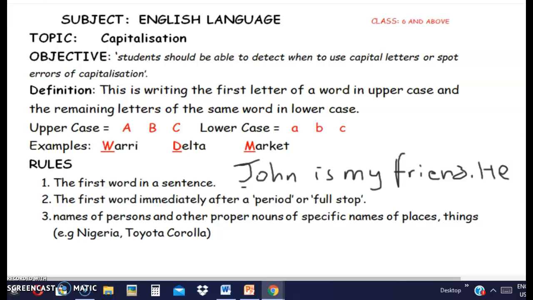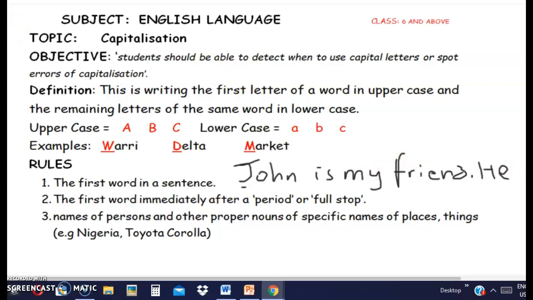Then the third rule is names of persons. I take you back to the sentence I gave earlier on, the example, which is John. John is a name of a person. So coincidentally, from that sentence, we have 2 reasons why John is capitalized. First, it began the sentence. Secondly, it is the name of a person. Then names of other proper nouns or specific names of places, things, and so on. For example, the names of places, you could have ShopRite, you could have Igbudu Market, you could have things, you could have Toyota Corolla, you could have Volkswagen, and so on and so forth.